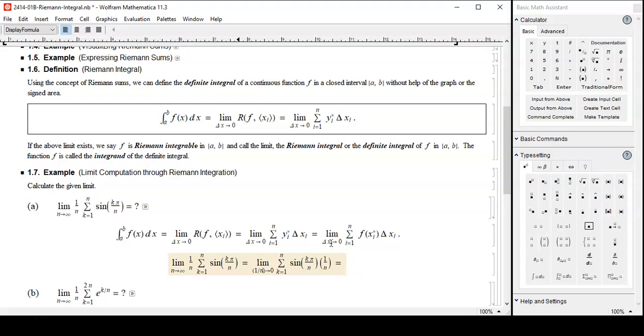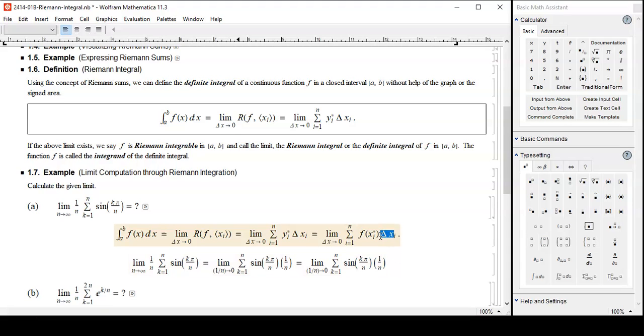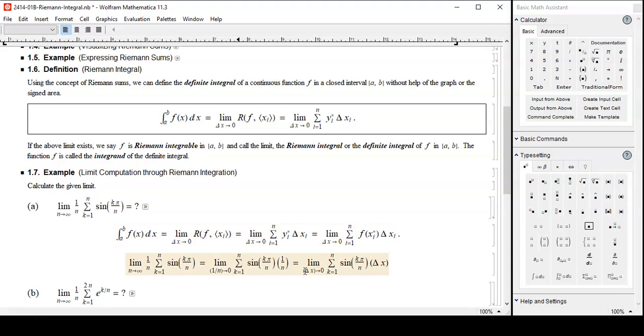Why did I change it like this? Because compare that with the Riemann sum. I want delta x going down to 0. Okay, next step. Please note that 1 over n is delta x. So that's my delta x, and delta x is going down to 0. Okay, all right, so far so good. So this is a Riemann integral.